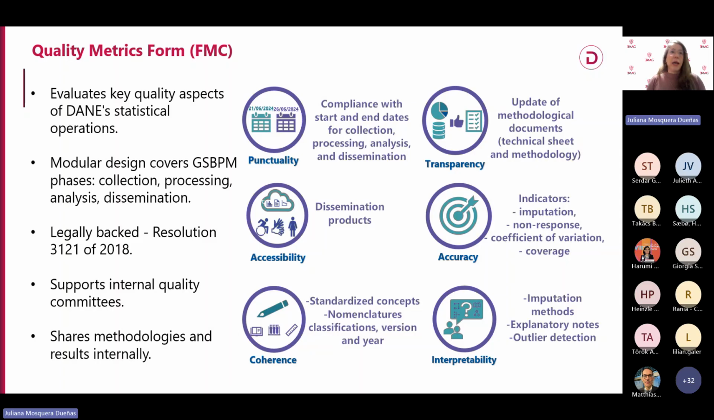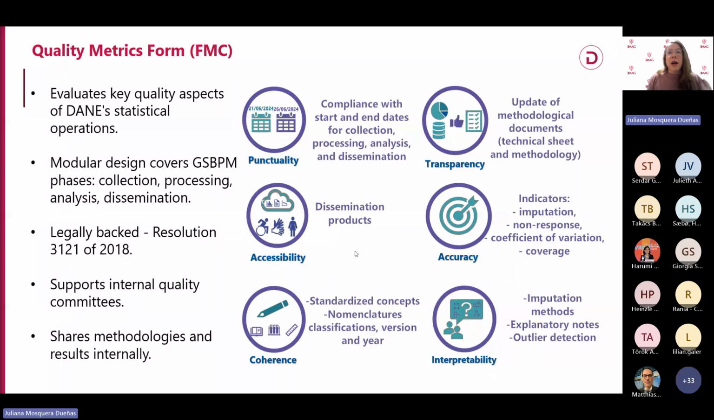We also have the quality metrics form. This form evaluates key aspects of DANE's statistical operations. It's a form we use within DANE, and it has a modular design. I'll show you in the next slide how it looks. It has GSBPM phases such as collection, processing, analysis, dissemination. There are some attributes we can evaluate with this form: punctuality, transparency, accessibility, accuracy, et cetera. Within those quality attributes, we have aspects such as standardized concepts, nomenclatures, classifications, compliance with start and end dates for collection, methodological documents and their update, coverage, etc.